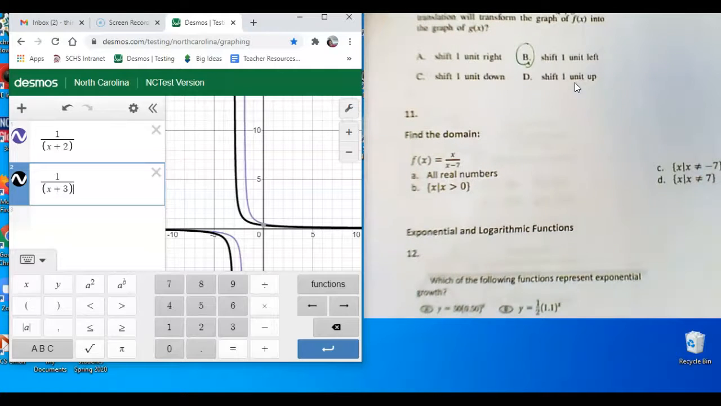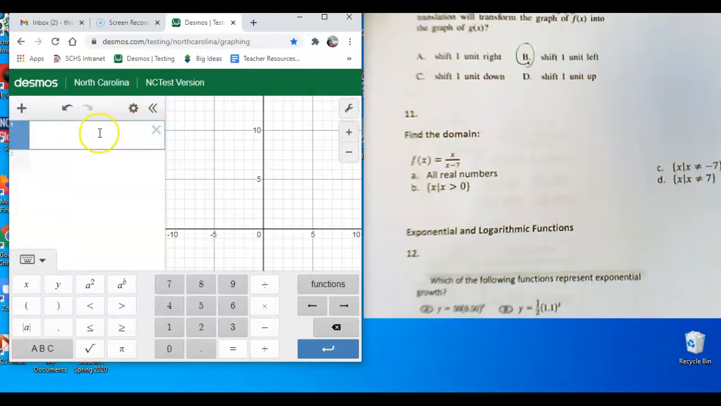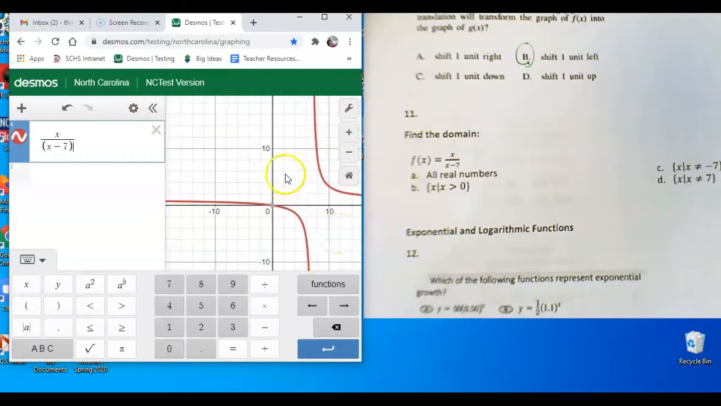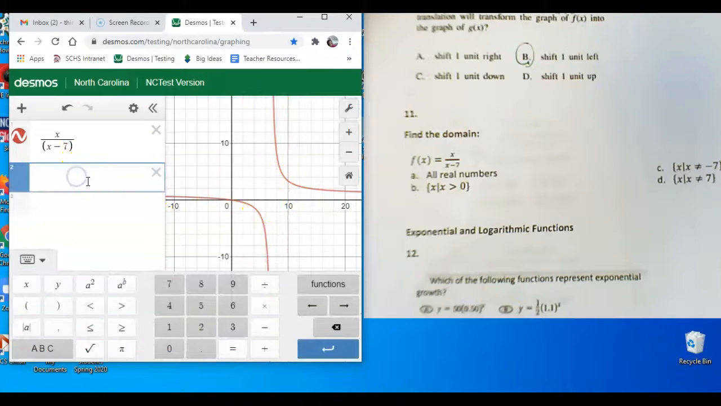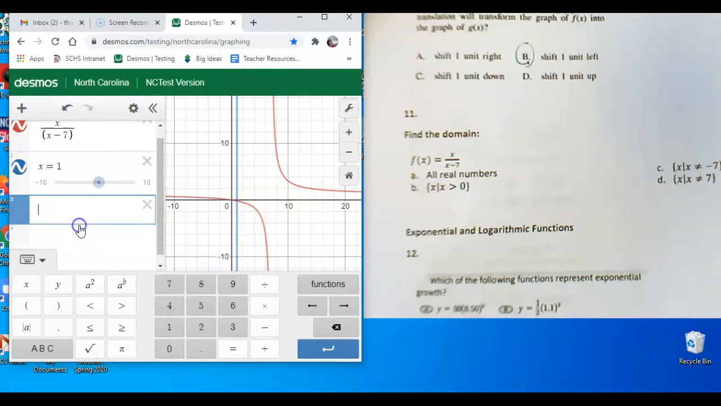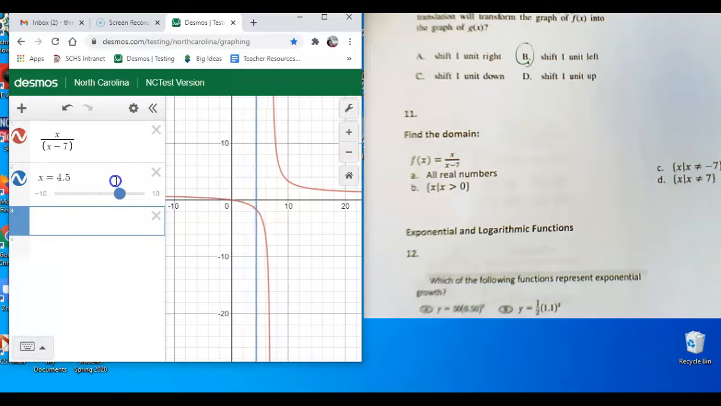Alright, next it asks for the domain. Most of the time when you see domain and range, we're going to want to graph it so that we can see the graph. And when you're talking about domain of rational functions, it's everything except wherever the vertical asymptote is. I'm going to graph a vertical asymptote. Let's just say it's at 1. Click off of it. Now I'm going to move it over to where I think that it might be.